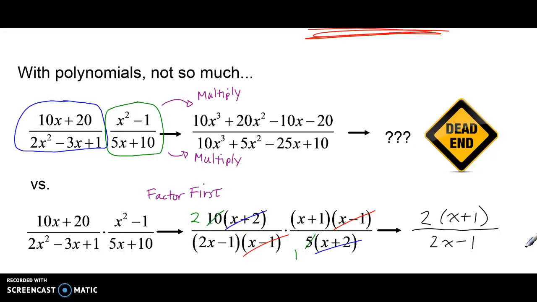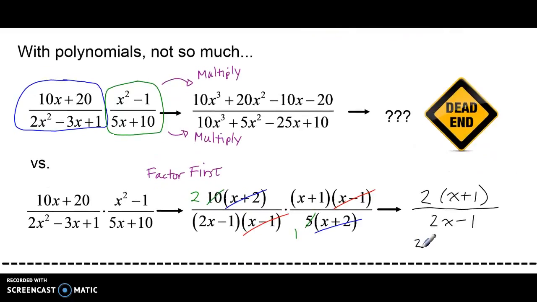So one thing that might be a bit of a question is, how do you write your answer when you're done? Do you write your answer like this, or do you write your answer like this, with everything multiplied out? Do you factor the top and bottom and leave pieces factored out? Or do you multiply out the top and bottom and leave everything multiplied out?